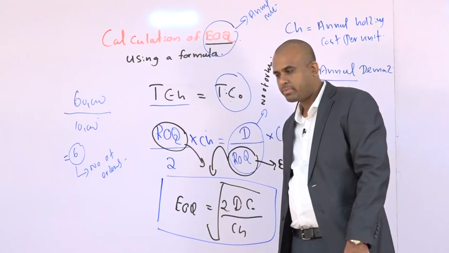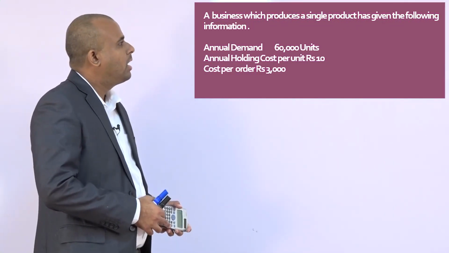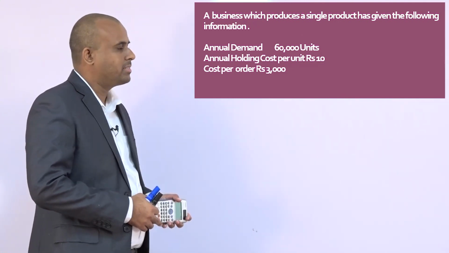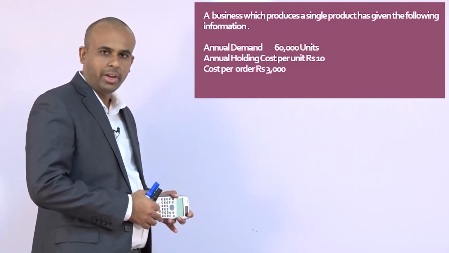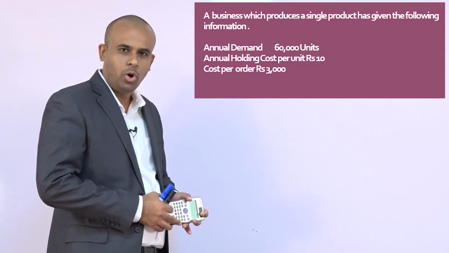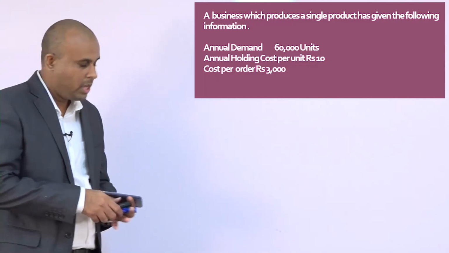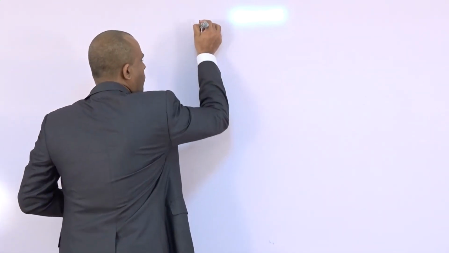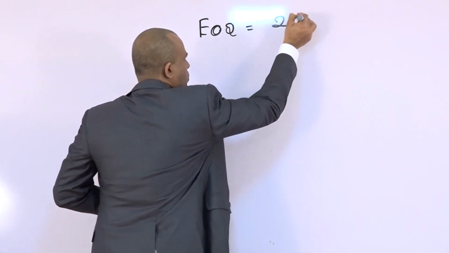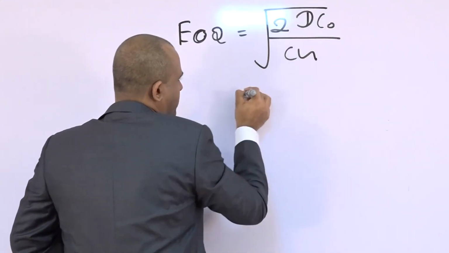Clear? Okay, now we all can see this question. What does it say? A business which produces a single product has given the following information. Annual demand 60,000 units, holding cost per unit 10 rupees, cost per order is 3000. They want you to calculate the economic order quantity. We have studied the formula. What is the formula, Putha? Economic order quantity equals the square root of 2DCO divided by CH.